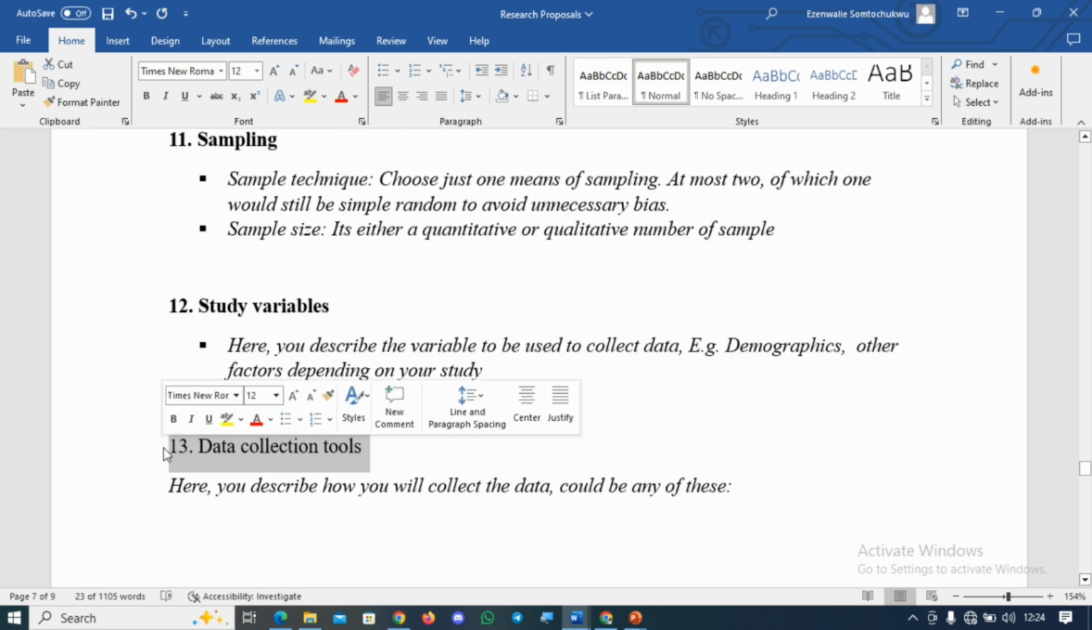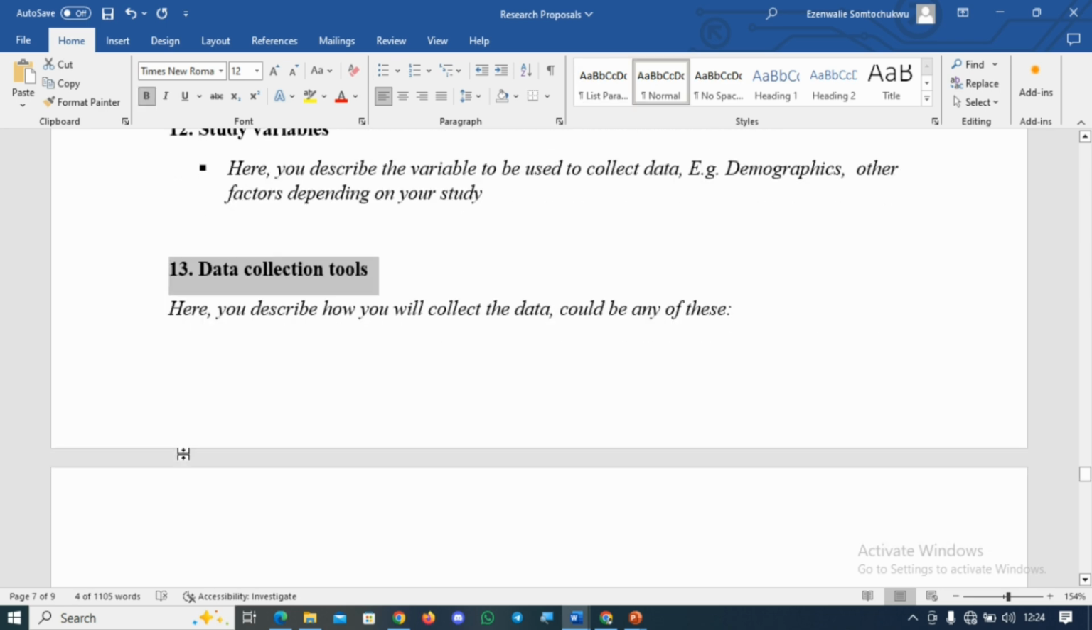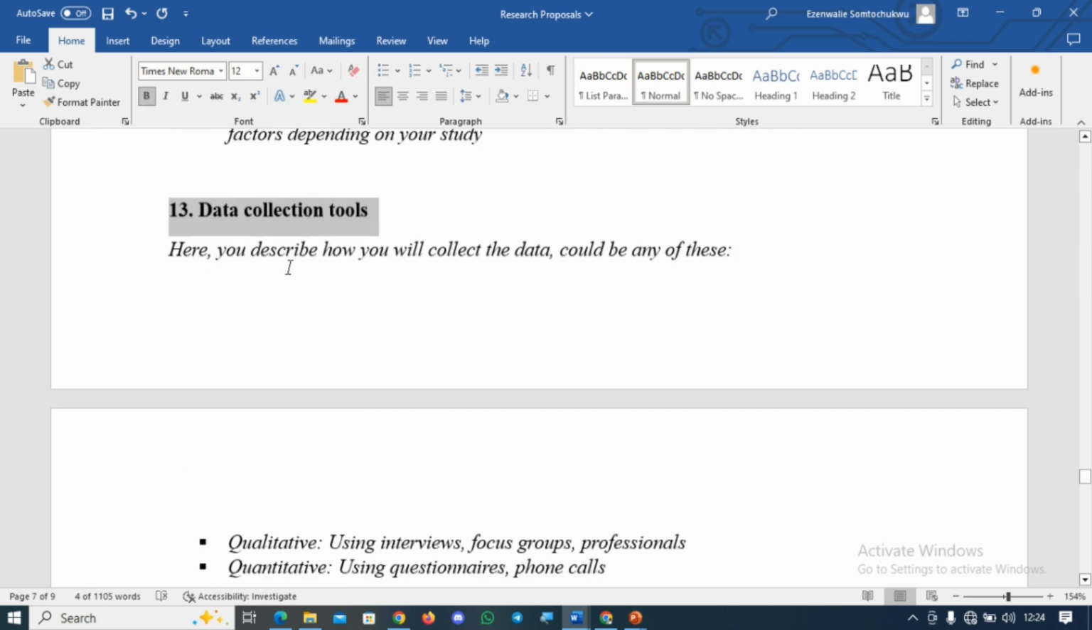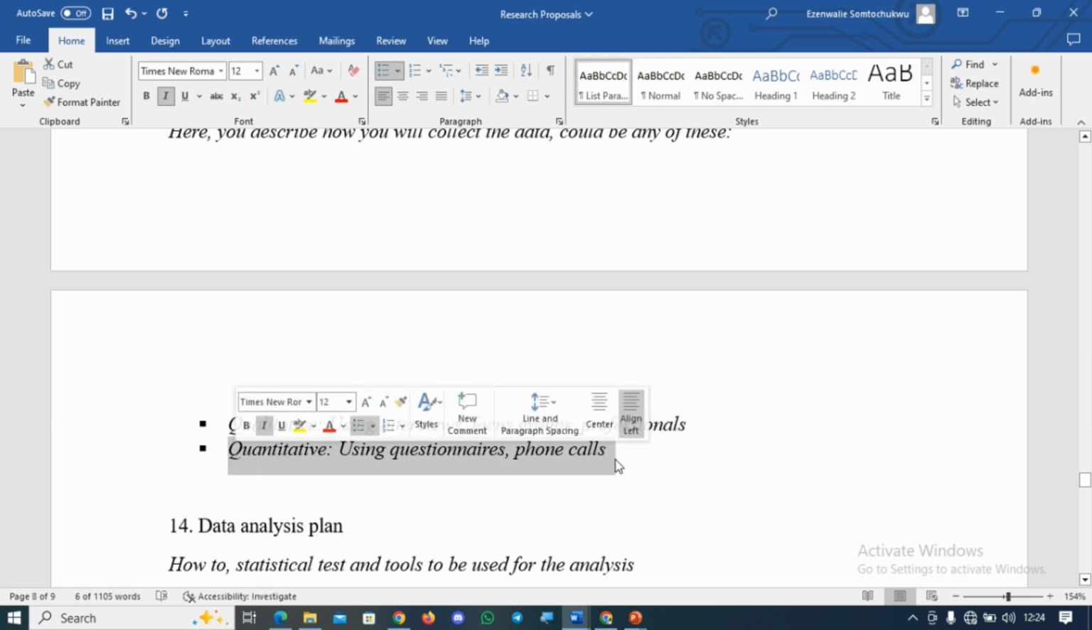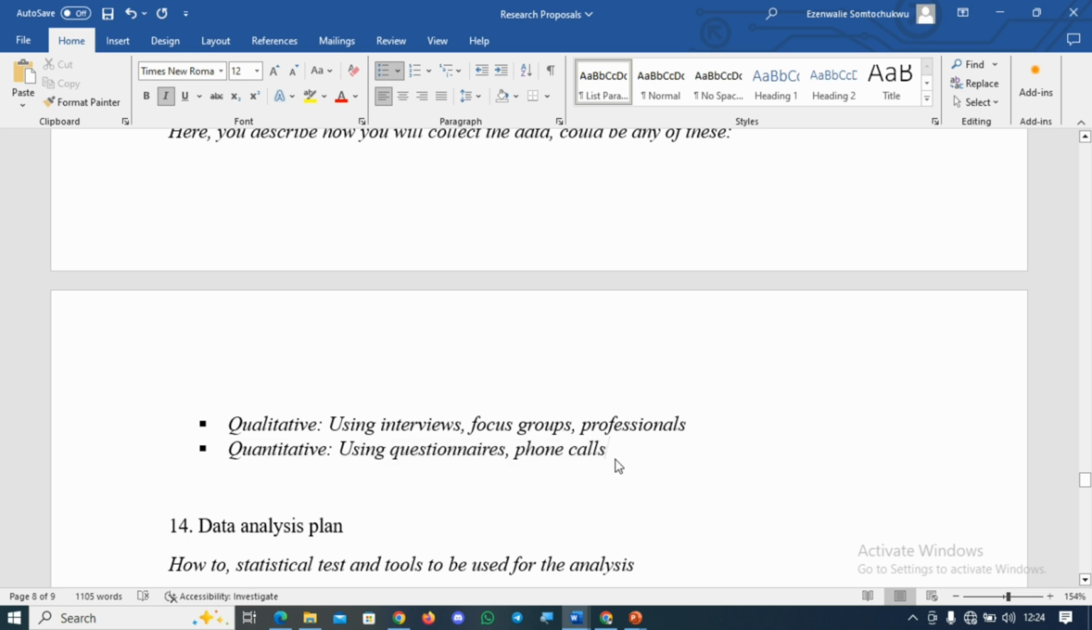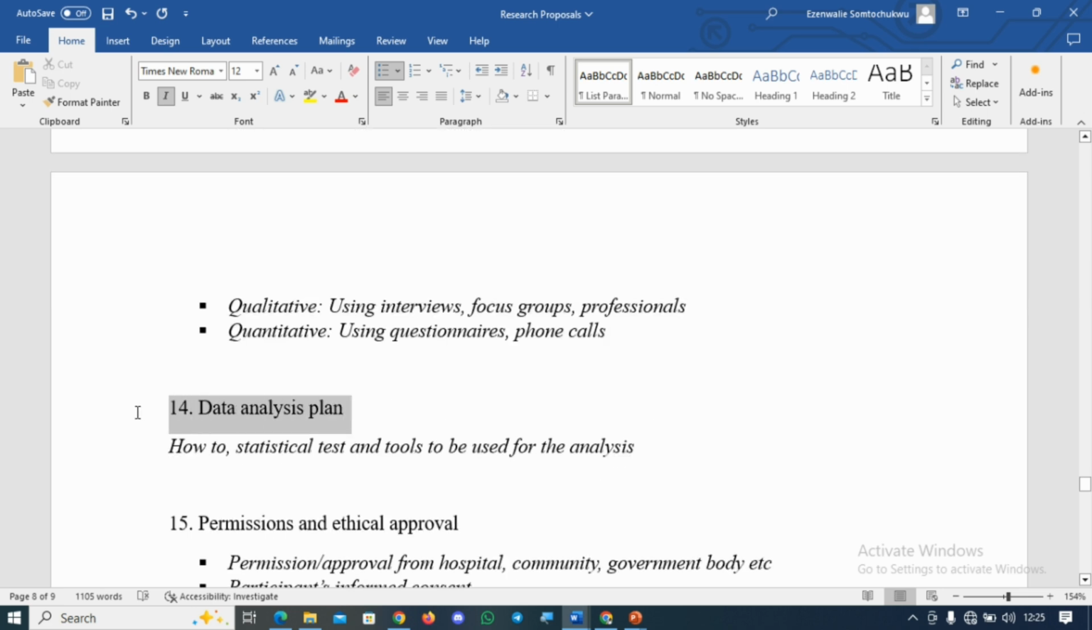Data collection tool. Here you describe how you will collect those data. It could be qualitative data, for which you'll be using interviews or focus groups of professionals, or it could be the use of questionnaires, quantitative data, or lab data. Maybe you're a professional that works on samples in a hospital setting. So these are things that should be included in your data collection tool. We need to know how you will collect those data.